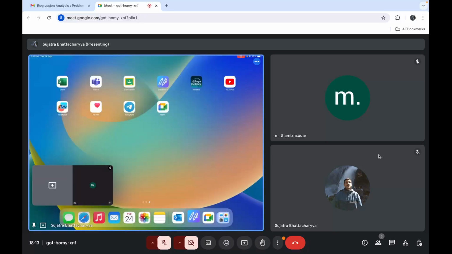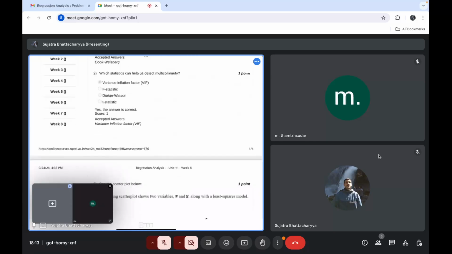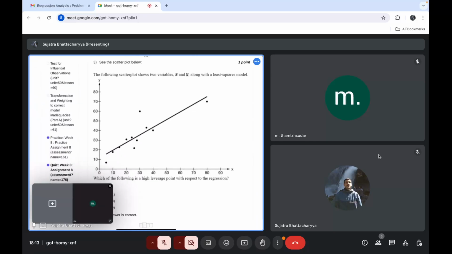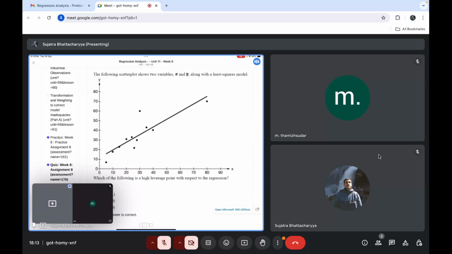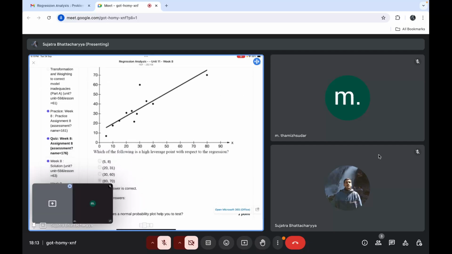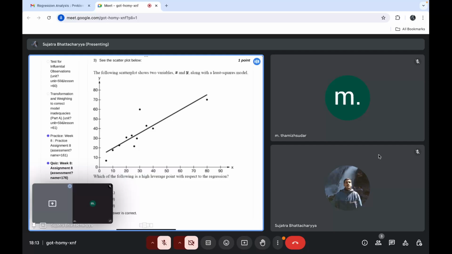Let's see. The third one is saying, see the scatter plot below. So this is a scatter plot which is given. It is being asked which of the following is a high leverage point with respect to the regression. So this is the regression line which is drawn between x and y in the scatter plot. So which one is a leverage point?